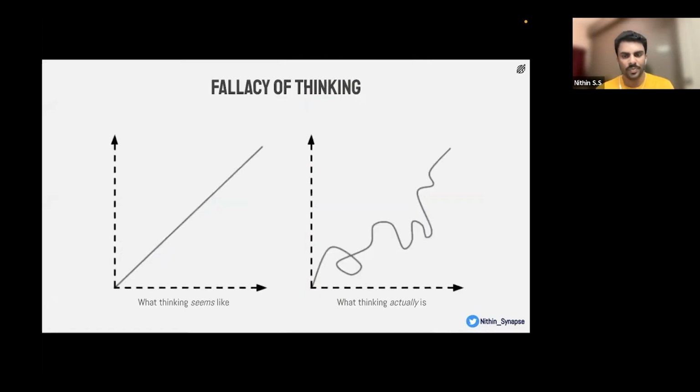So most of the time, when we think, we actually see our thinking process as a straight line without much distortion. But actually what happens is our thinking is never a straight line. It always goes around in circles, circles, and comes to a point where we get lost.